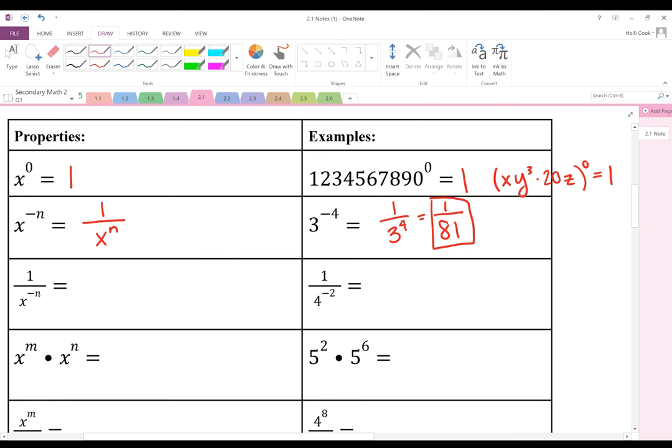You're not going to have to give decimals or anything as answers in this unit. We're only going to do fractions.